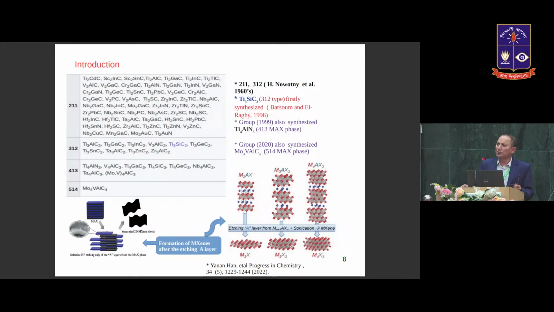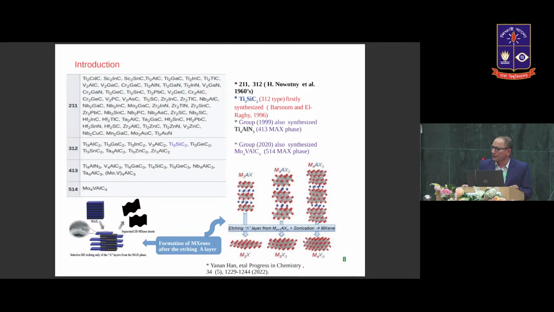These are examples of 211, 312, 413, and 514 types of MXenes. There are various types of MXenes. This is the experimental etching process, which is not mine because we are doing the theoretical work. After etching away the A layers, M2AX becomes M2X, M3AX2 becomes M3X2, and so on.